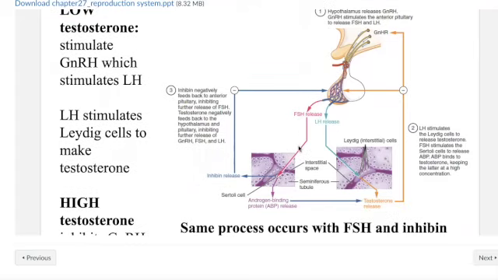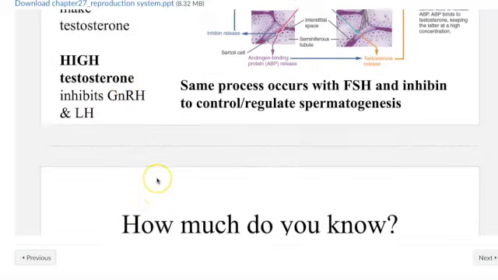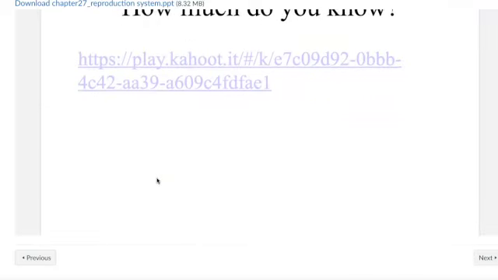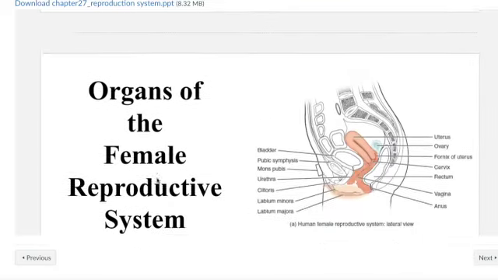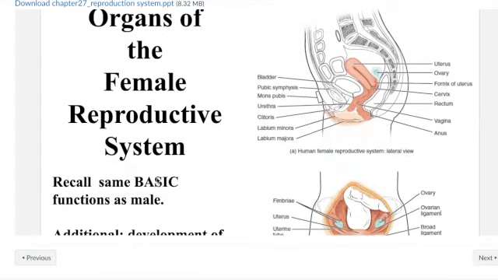Controlled by negative feedback. If it's too low, then you stimulate this. If it's too high, then it stops. Okay, as simple as that. Okay, so that is the male reproductive organ. Now we're going to go into the female reproductive organs.